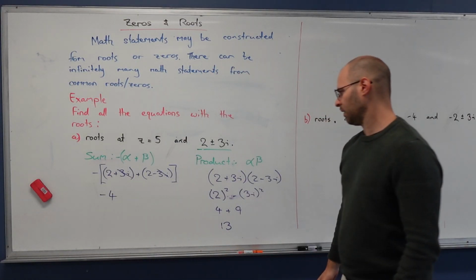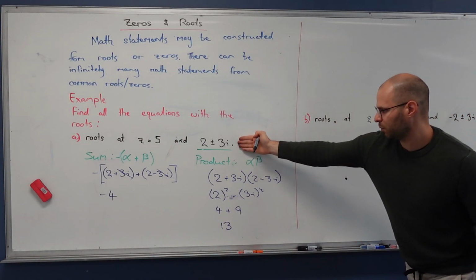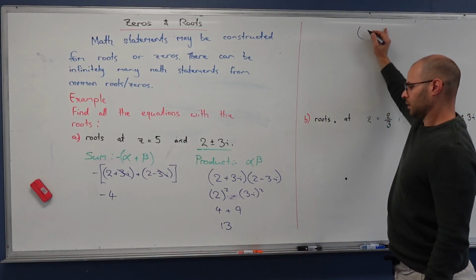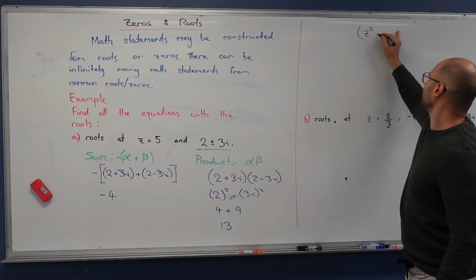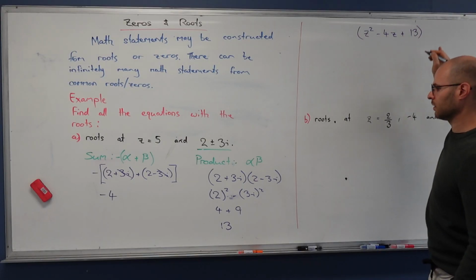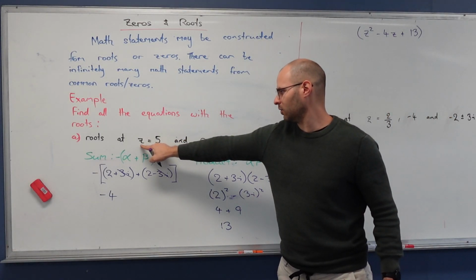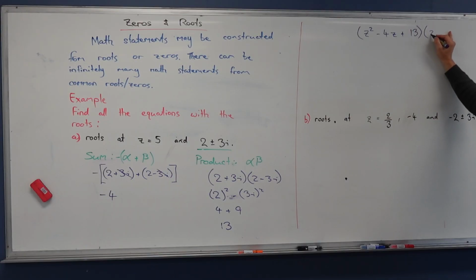So there's our product. So if we put this together, the expression with the zeros 2 plus or minus 3i is simply going to be z squared take 4z plus 13. Do we agree? Yeah. All right. Now the second part, there was a zero or a root at z equals 5. So as explained before, we're going to get z take 5.